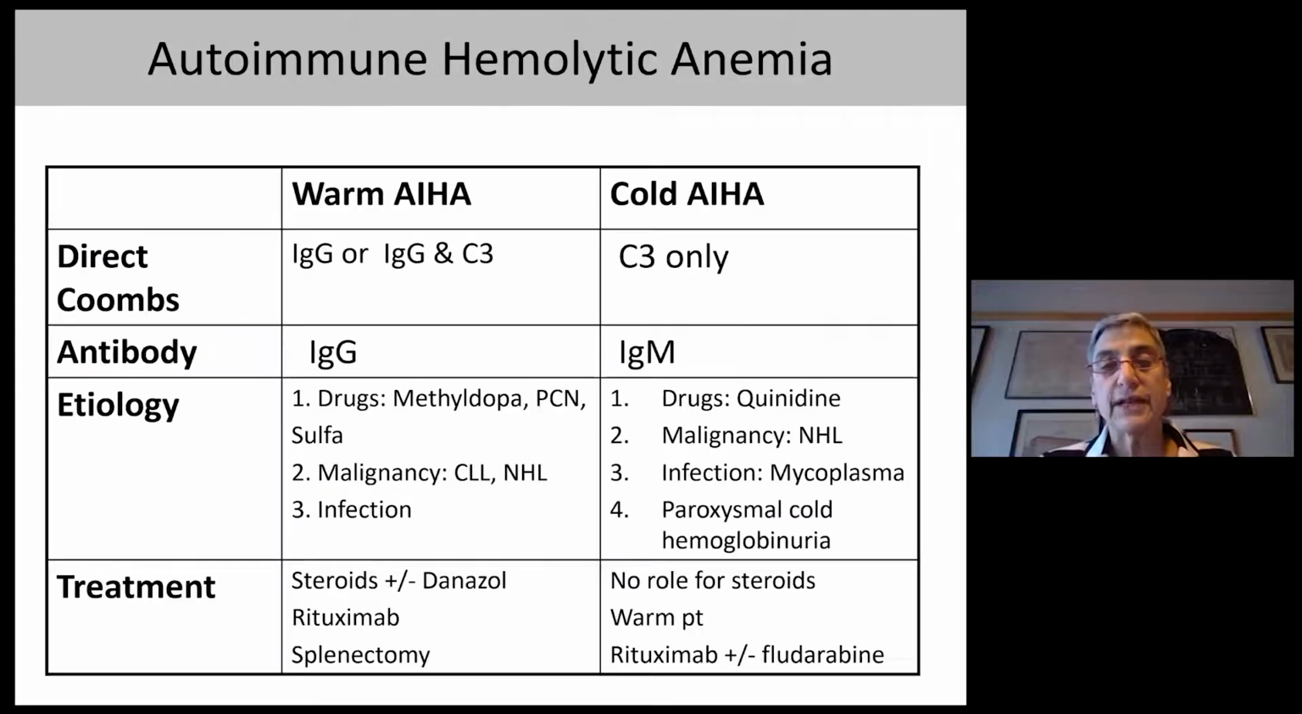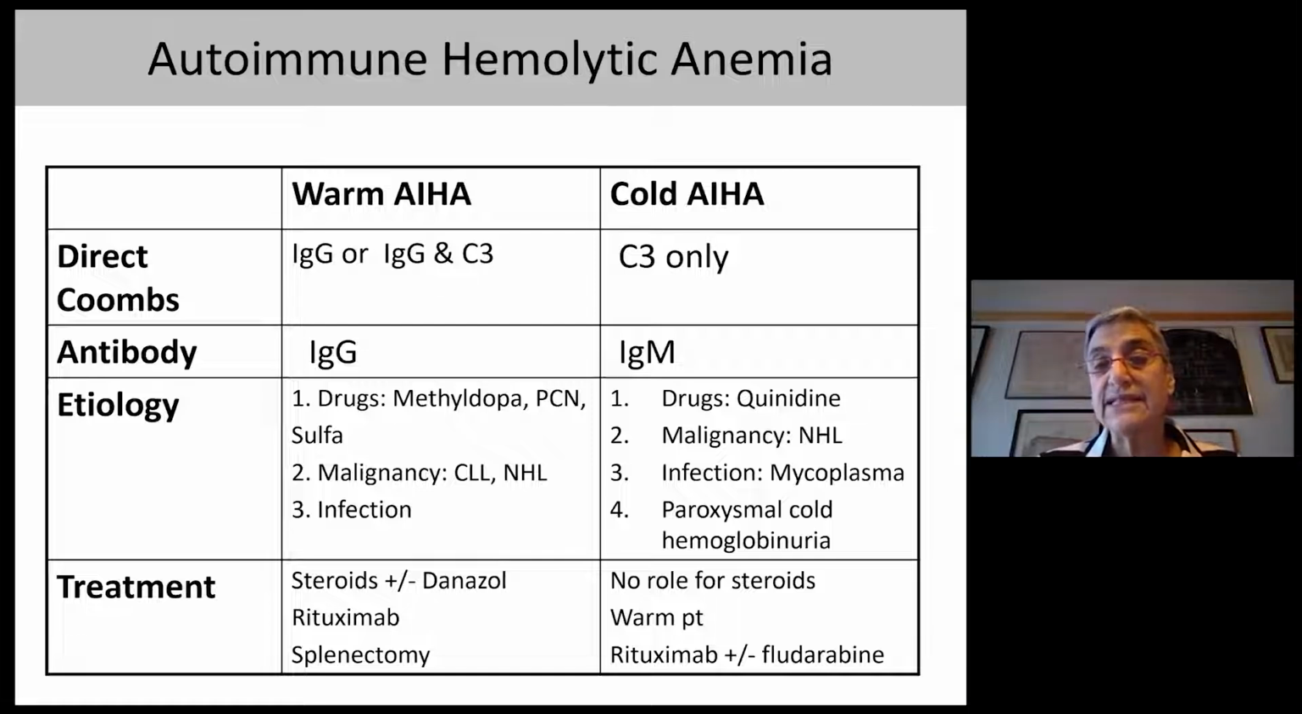And the one test that I wanted to go over and remind you about is that the central tool for evaluating hemolytic anemia is the Coombs test. With warm hemolytic anemia, you will see IgG or IgG and C3 on the surface of the red cell, and it is an IgG-mediated hemolysis. It can be related to drugs, but also can be related to malignancy, and many of these patients have idiopathic autoimmune hemolytic anemia. And this is the form of hemolytic anemia that responds to steroids and rituximab and splenectomy.